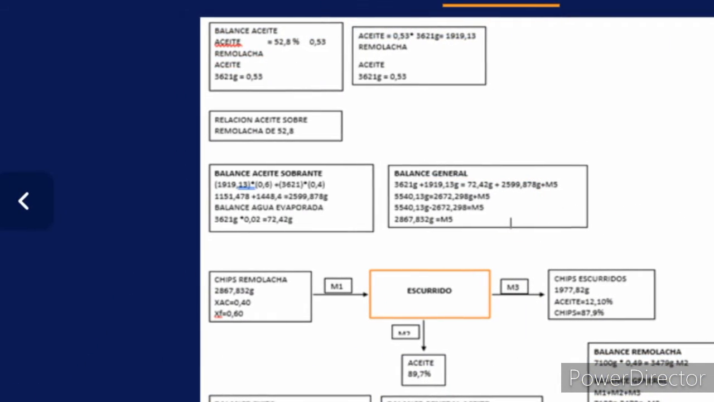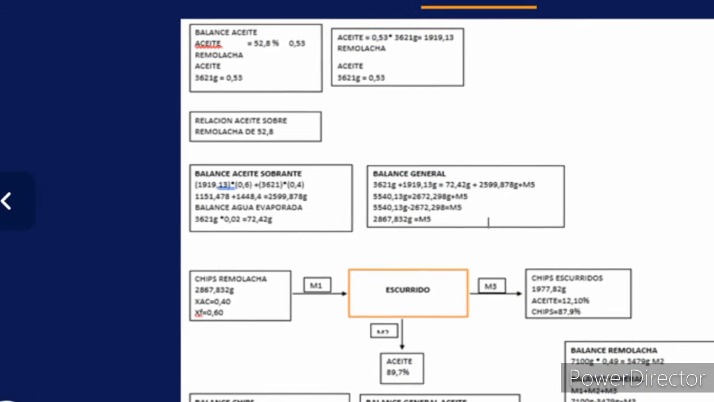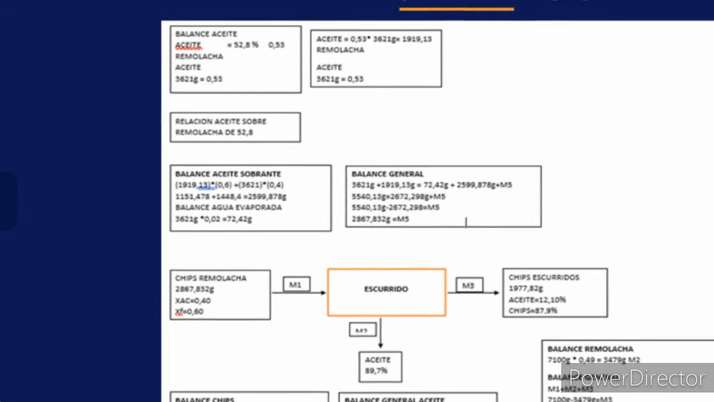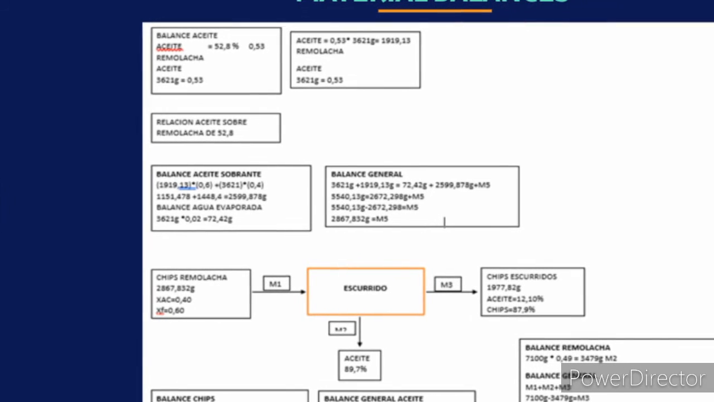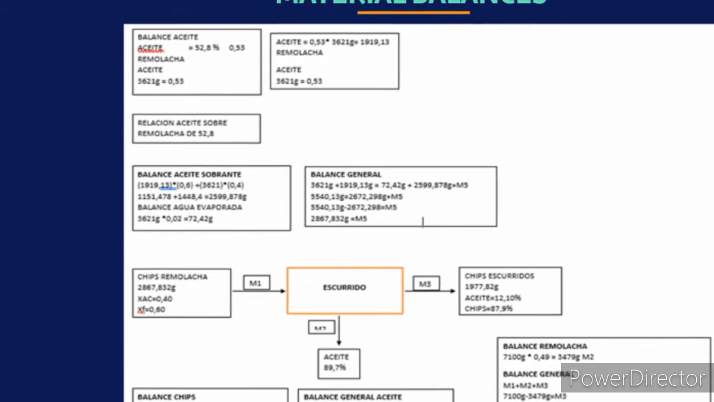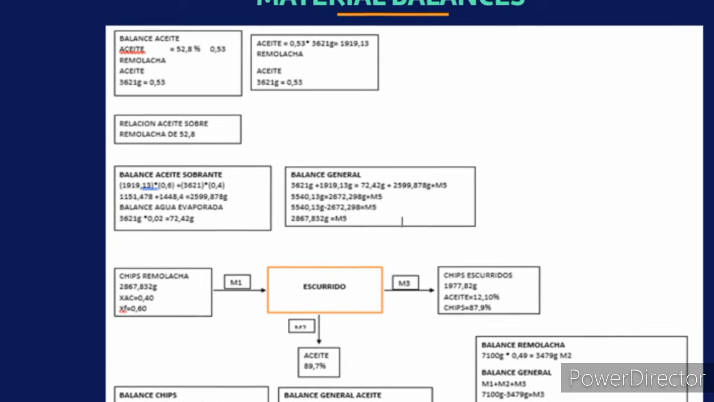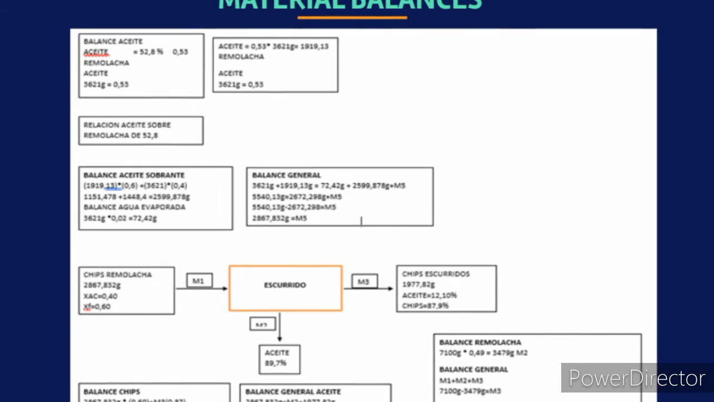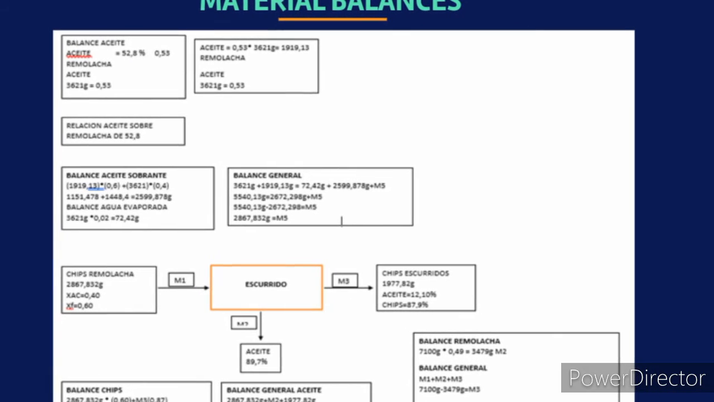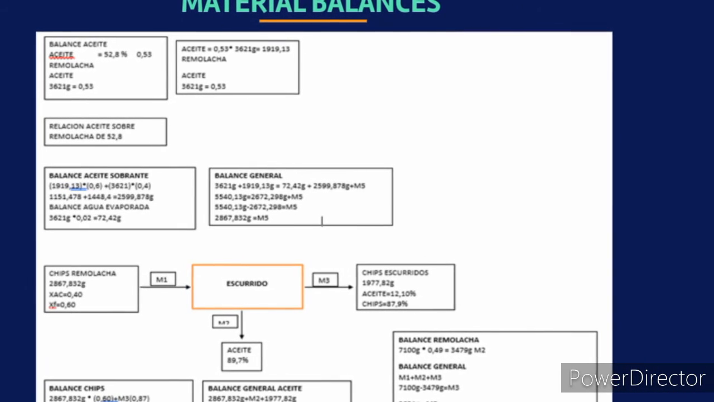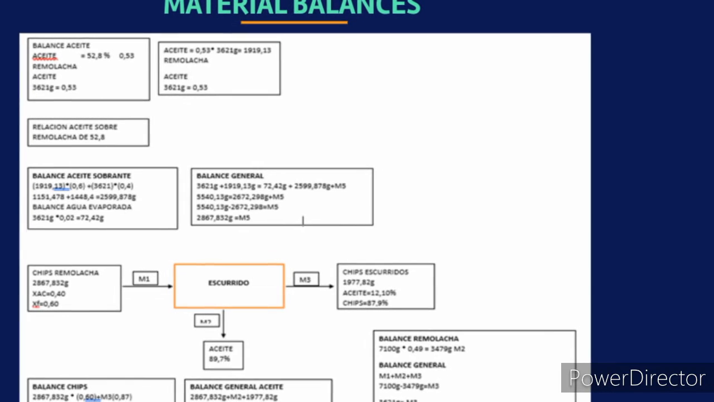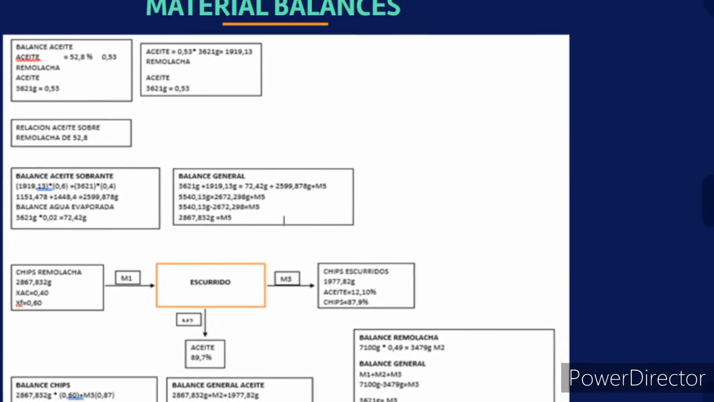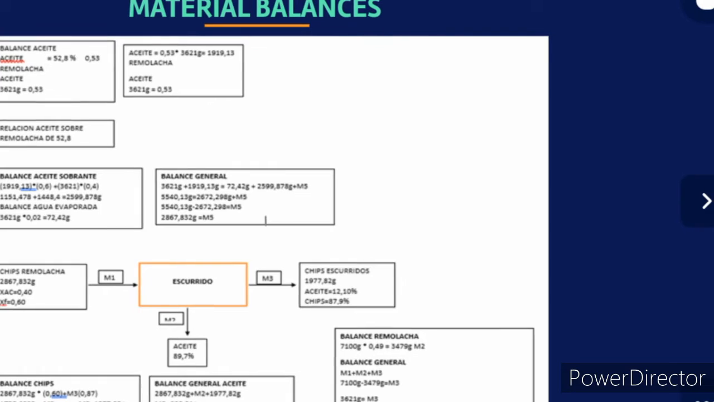For the draining, a general balance of the oil is presented to determine the rate of the oil over the beef. The balance is also made to determine the excess oil in frying and the general balance. The draining is made to determine the final transformation of the product.